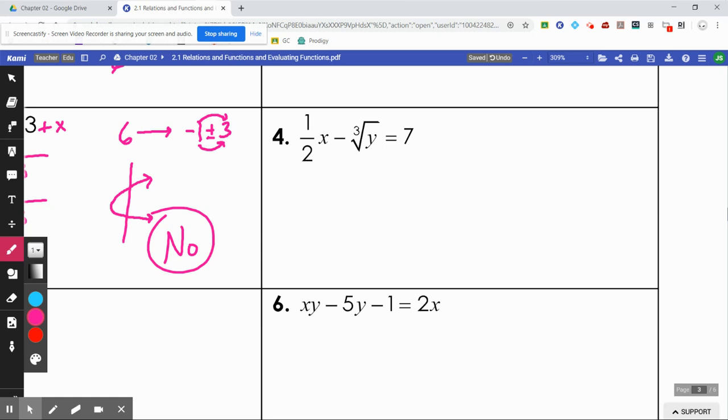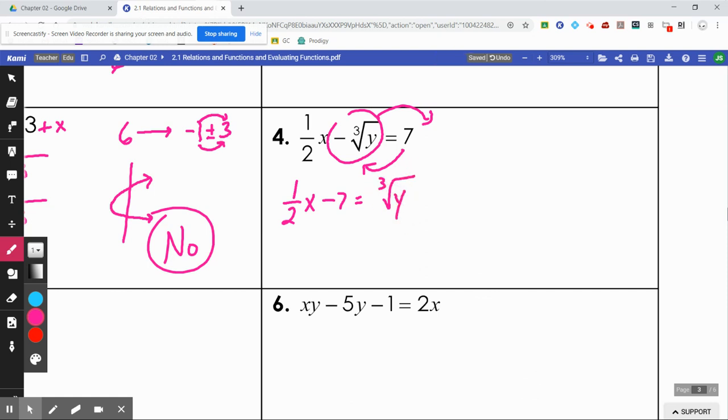Next up, getting y by itself. Let's move our term over. Actually, let's do it differently because I have a negative in front of this y stuff, so let's move it over to make it positive and move the 7 over here. So now you have 1/2 x, the 7 becomes a -7, is equal to the positive cube root of y.